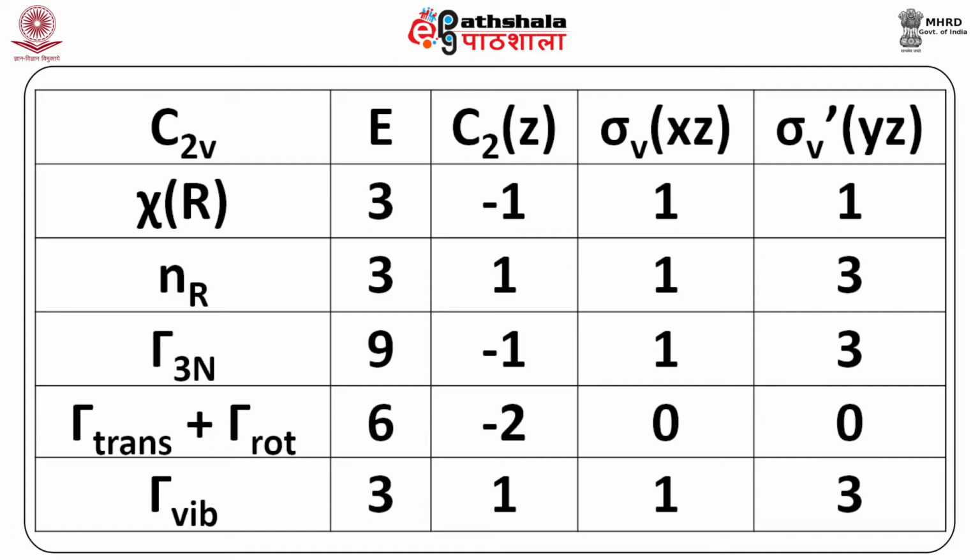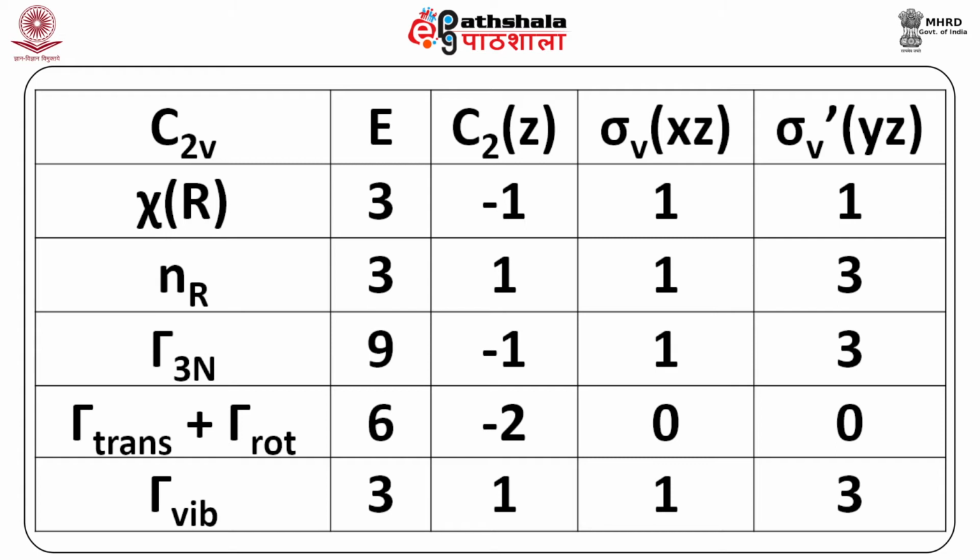Then the number of unshifted atoms under the E operation is 3 because all atoms are unshifted. Under C2, the hydrogens shift position, only the oxygen is unshifted, so the number is 1. For sigma xz, again the same thing happens, only the oxygen is unshifted, hydrogens exchange position, and in the plane of the molecule all 3 atoms are there, so the number of unshifted atoms is 3.